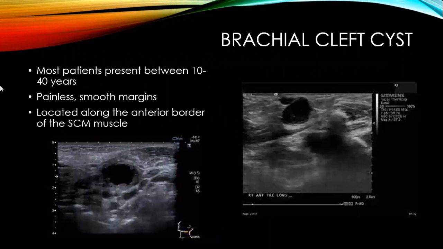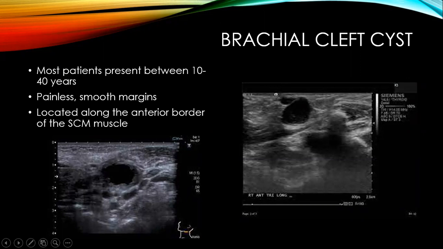Then we move on to branchial cleft cyst. It is usually seen in patients between the age of 10 to 40, and it presents as a painless lump, and it has smooth margins. It is located along the anterior border of the sternocleidomastoid muscle. So these are just some images showing our branchial cleft cyst.